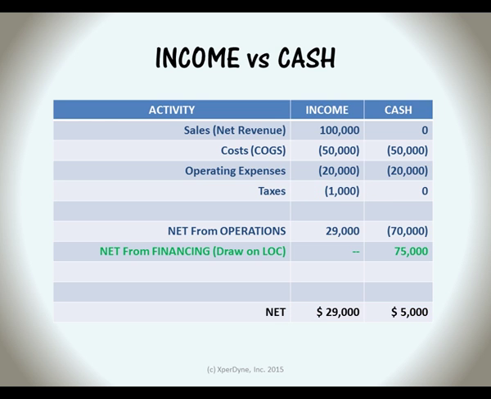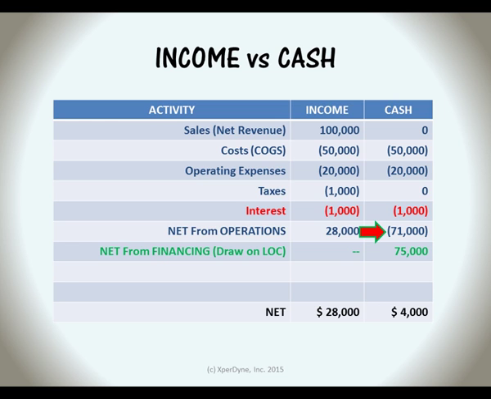Dipping into its line of credit by $75,000, the business partially finances the customer purchase to keep the shop door open. Income remains unchanged, but the line of credit is entered as a cash inflow of $75,000 for a net cash position of $5,000. As borrowed money, the bank charges $1,000 in interest on the line of credit, thereby reducing income to $28,000 and net cash from operations to a negative $71,000.